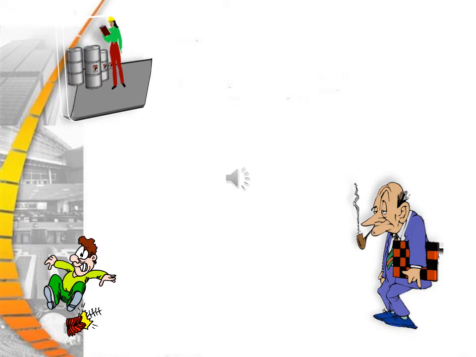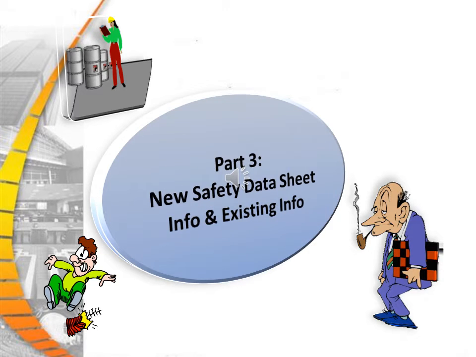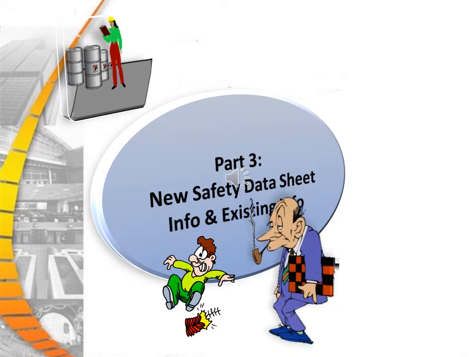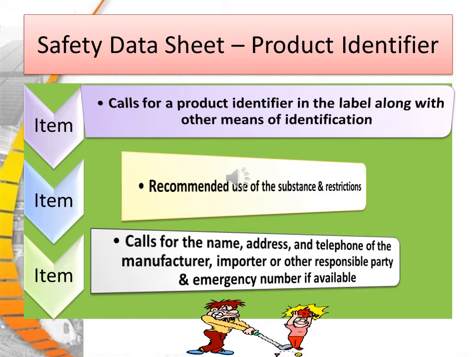Part 3, the new safety data sheet info and existing information. The safety data sheet product identifier. This calls for a product identifier in the label along with other means of identification. It is recommended for the use of substance and restrictions. It calls for the name, address, and telephone number of the manufacturer, importer, or other responsible party, as well as an emergency number if it's available.